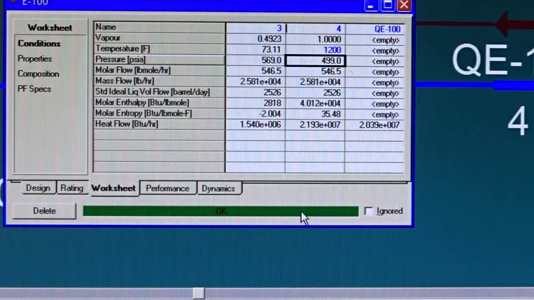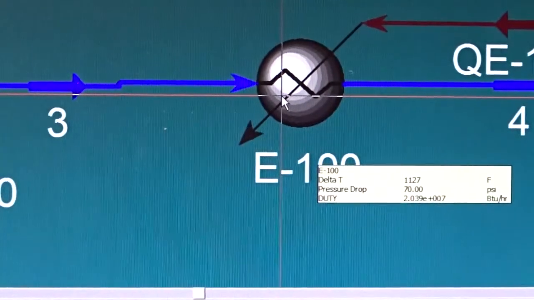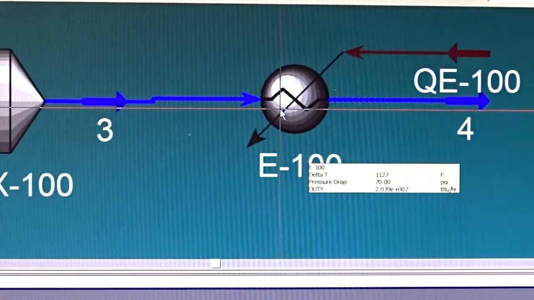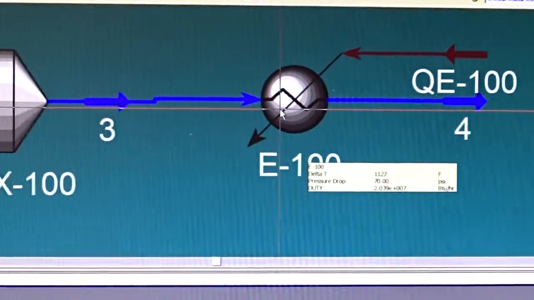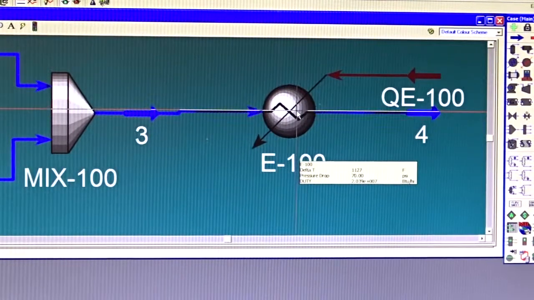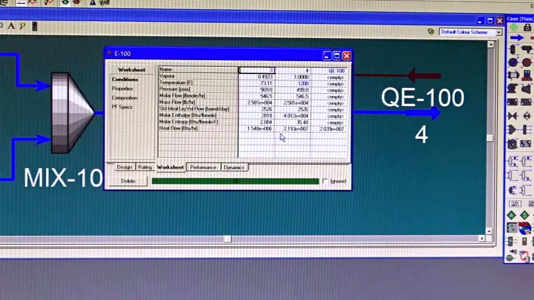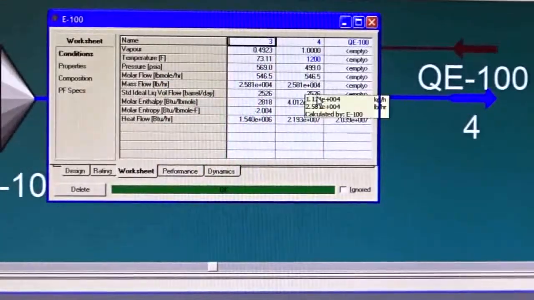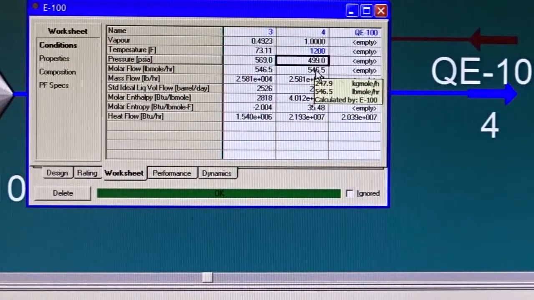And notice now what happens. The traffic sign is green once again, which means what? The unit operation is calculated. And now if we look at the color of that unit operation, the color is gray with black outline, which means this unit operation is calculated completely. No need to adjust anything in it. So if we double click on the heat exchanger now, or the heater, and go to the worksheet, we can look at stream 4 and see that the outlet pressure is 499.